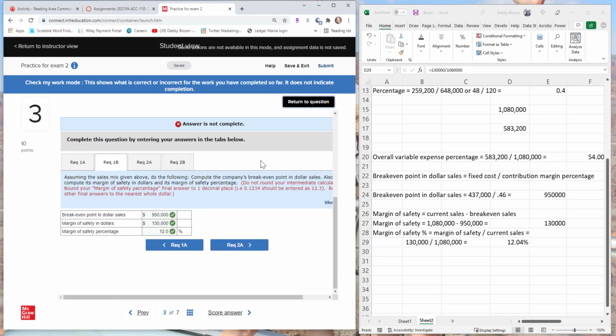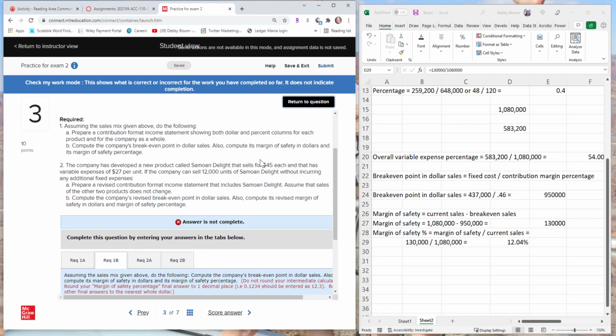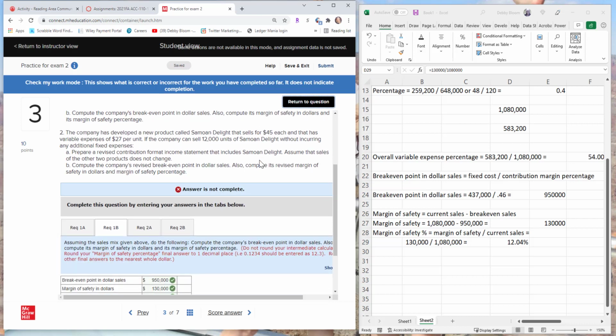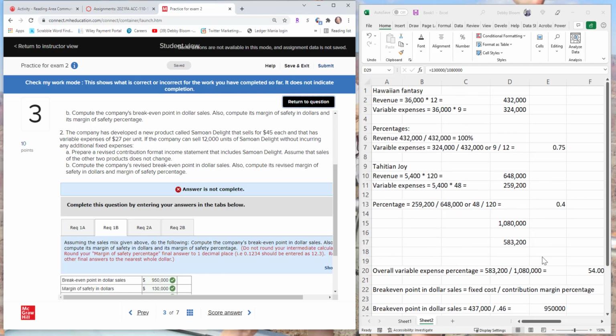And we are correct. Now, moving on to the next part of the problem. The company has developed a new product called Samoan Delight that sells for $45 each and has variable expenses of $27 per unit. If the company can sell 12,000 units of Samoan Delight without incurring any additional fixed expenses, A, we're supposed to prepare a revised contribution format income statement that includes Samoan Delight, assuming that sales of the other two products do not change, and then compute the company's revised break-even point in dollar sales.